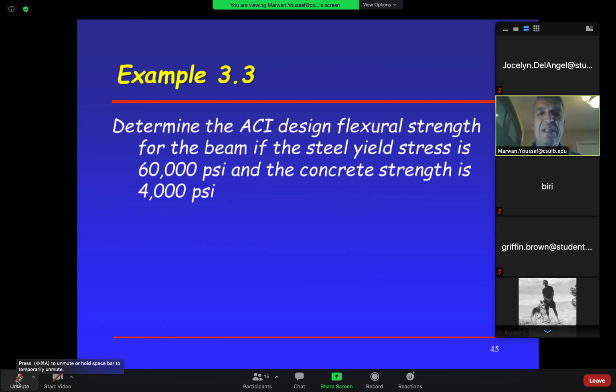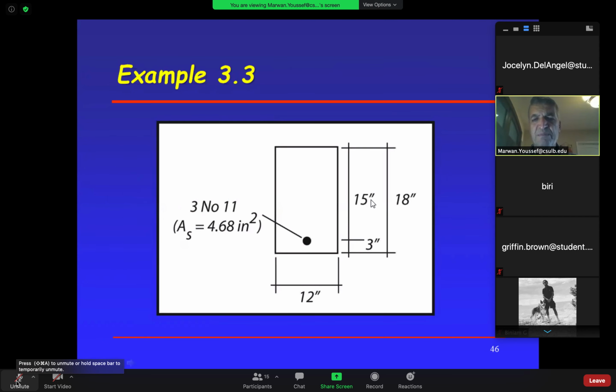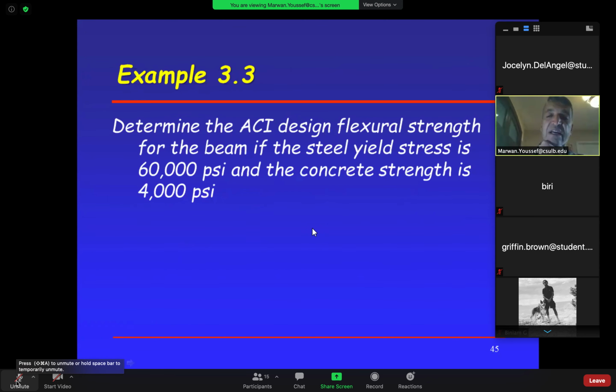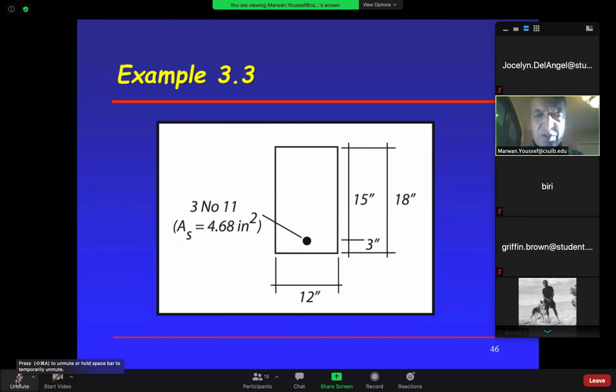So again, it says determine the ACI design flexural strength. That means the moment capacity of the beam. Exactly the same as 3.1, 3.2. Of course, different beam with different rebars. So he's asking us to find the flexural strength, meaning when it says design, that means MU or phi MN, same thing, the ultimate. So there's our section. B is 12, D is 15, H is 18, AS is 4.68.